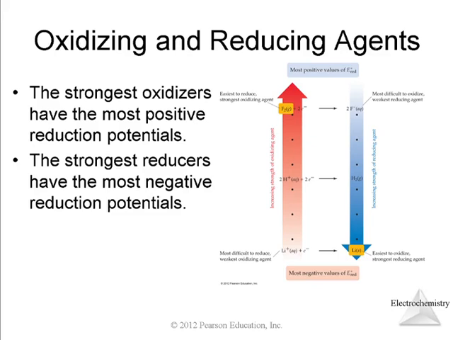Oxidizing and reducing agency. The strongest oxidizers have the more positive reduction potential. So the strongest reducing agents have the negative reduction potential. So what you have is the most negative value of E and the most positive value of E. As you can see, this is increasing going up to there, and this is decreasing going up to there. So for you to be able to establish, the one with the highest positive charge has a high tendency to undergo reduction.